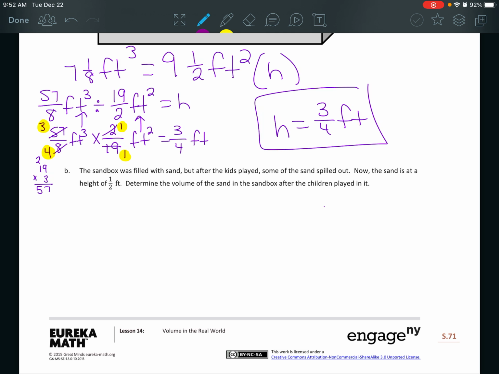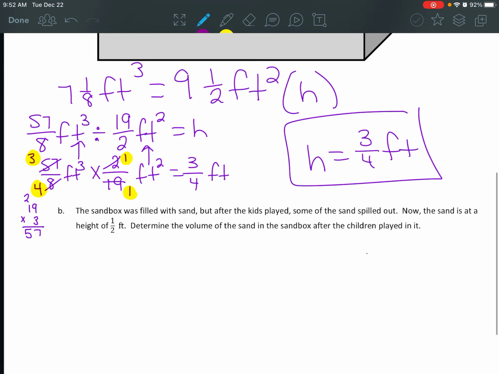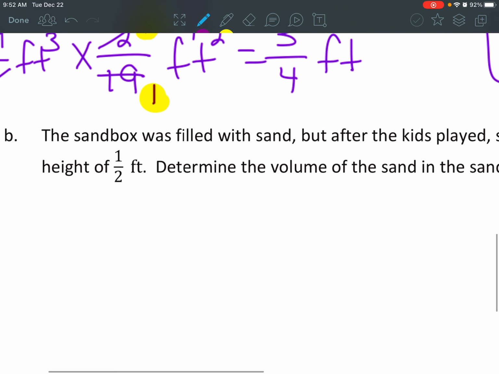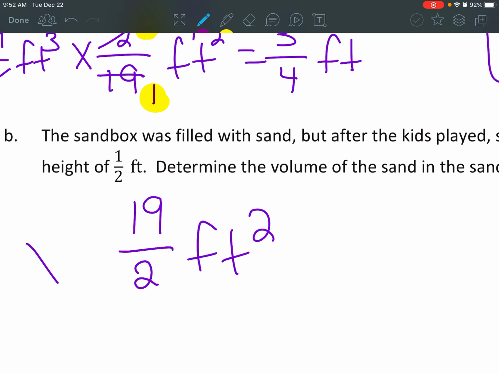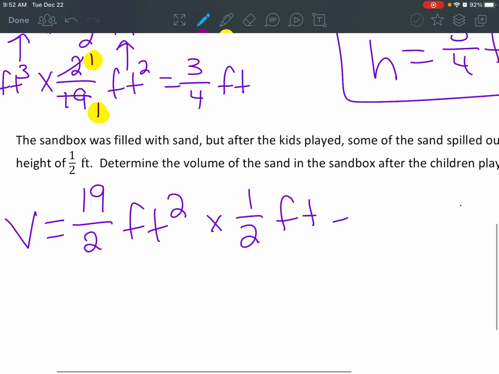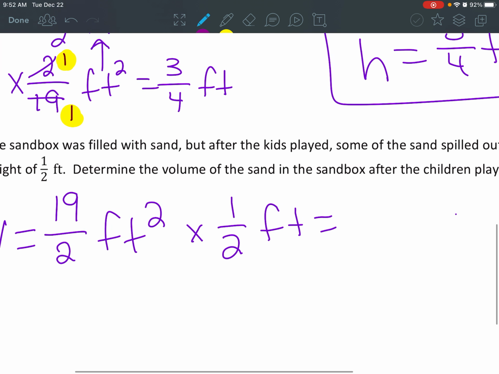The sandbox was filled with sand, but after the kids played, some of the sand spilled out. Now the sand is at a height of 1.5 feet. Determine the volume of the sand after the children played in it. So the area of the base is going to be the same. It's still going to be 19 halves feet squared. So we're finding our new volume times 1.5 feet. So 19 times 1 is 19. And 2 times 2 is 4.